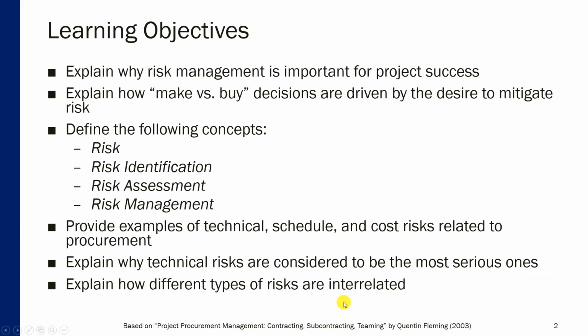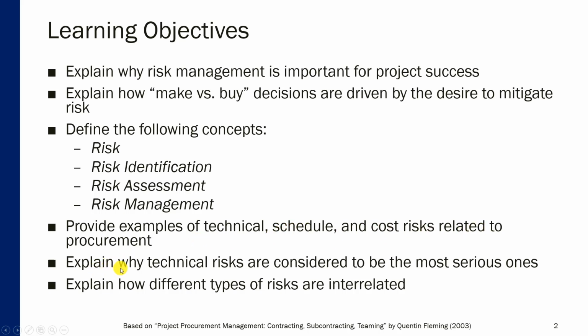Upon completion of this video presentation, you should be able to do the following. First of all, explain why risk management is important for project success. Explain how make versus buy decisions are driven by the desire to mitigate risk. Define the following concepts: risk, risk identification, risk assessment, risk management. You should also be able to provide examples of technical, schedule, and cost risk related to procurement.